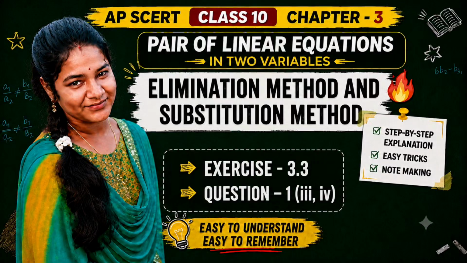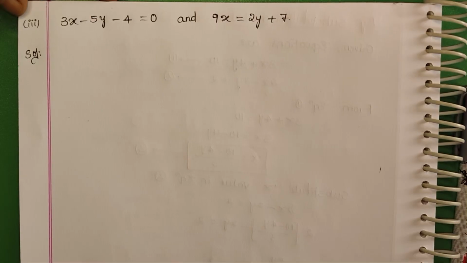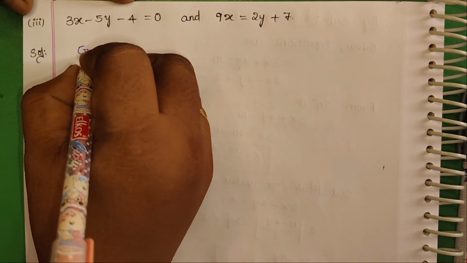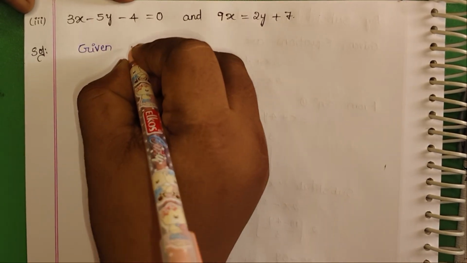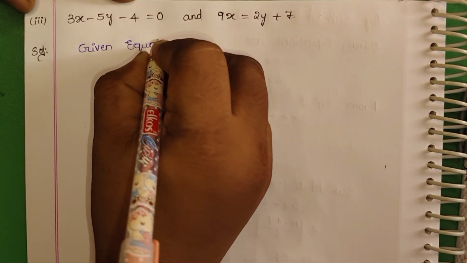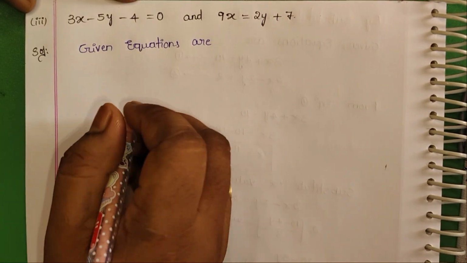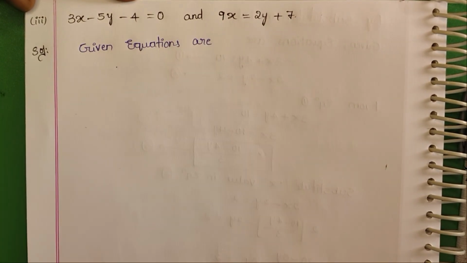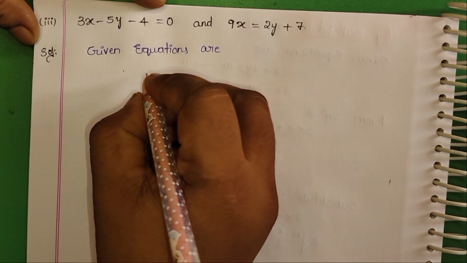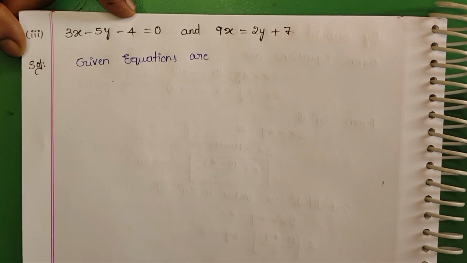My dear young minds, today we are discussing exercise 3.3, question number 1. Sub-questions 1 and 2 were already discussed in the previous video, and now the third question. As usual, first write the given linear equations: 3x minus 5y minus 4 equals 0 and 9x equals 2y plus 7.